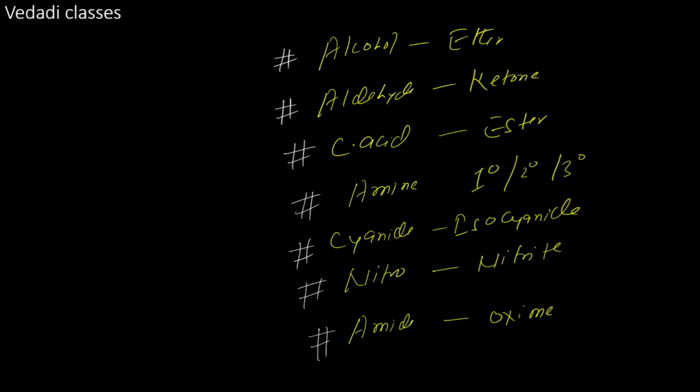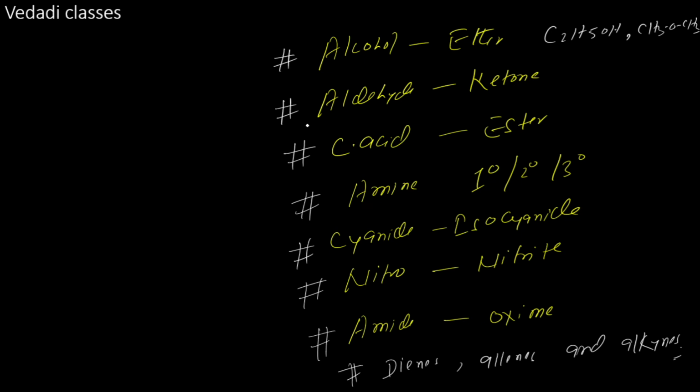One more thing. It is also possible in alkenes too. So alkenes and alkynes, dienes; it is also possible between dienes and alkynes. We'll discuss this. So let's start with the first. First, we have given the example of alcohol and ether. I have given you the example of C2H5OH and CH3OCH3. Now you have to make a functional isomerism between aldehyde and ketone.